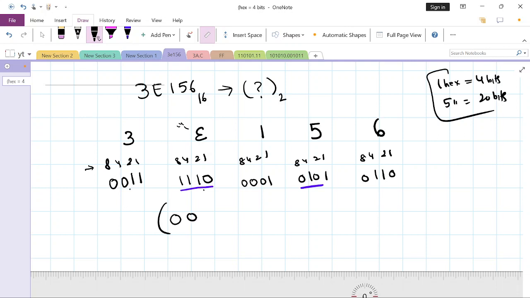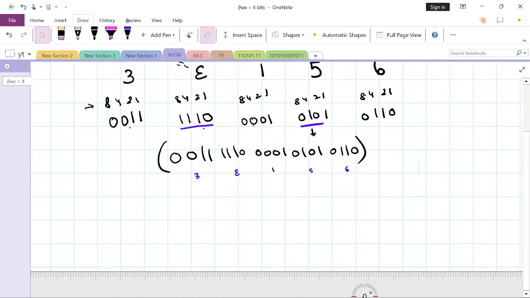So now we'll first combine the string, then 1 1 1 0, then I'll write this 0 0 0 1, then I'm writing this part 0 1 0 1 and 0 1 1 0. So I'll just write it with a little rough work over here. This is 3 and this is E and this is 1 and this is the code of 5 and this is the code of 6. Now I know that I have not omitted any bit.